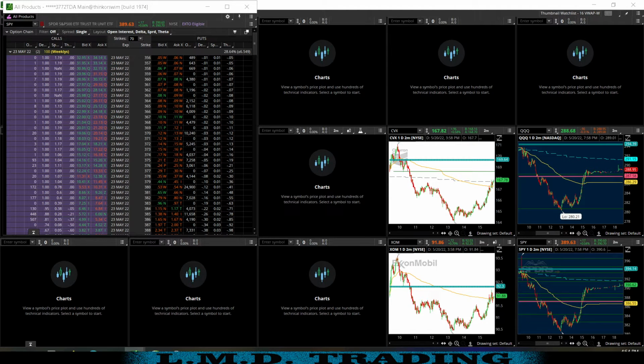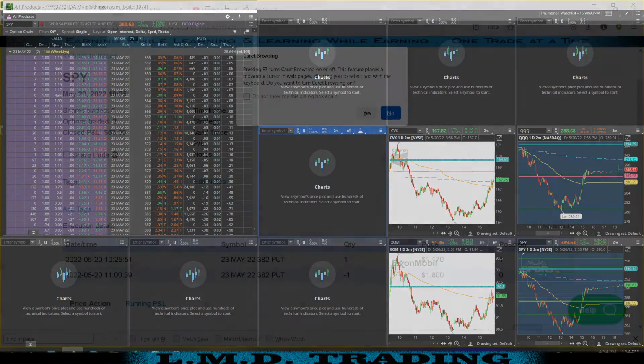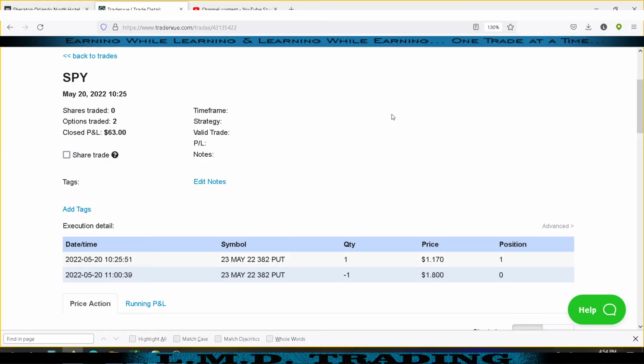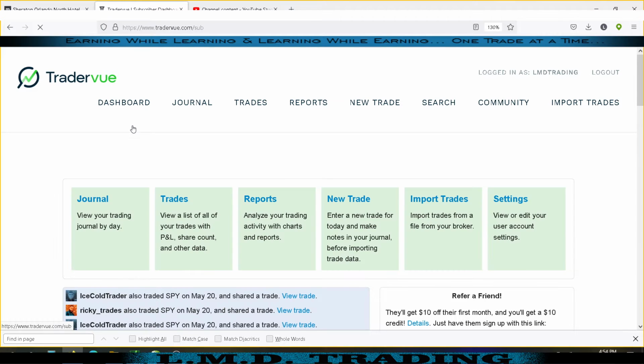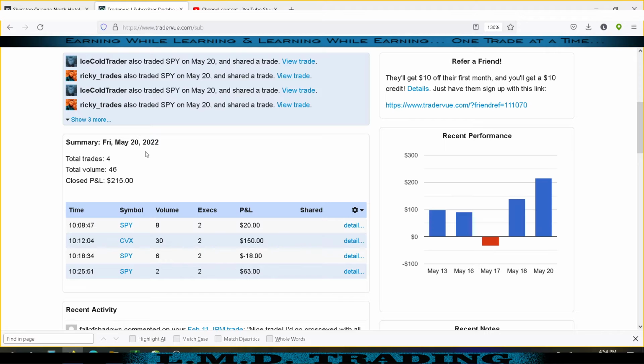Let's go ahead and bring up TRADERVUE. There we go. It's going to be that button right there, which triggers the same thing it does on my main setup. Bam. Let's go to the dashboard. We are reviewing trades from Friday, May 20th. We took 4 trades. Closed P&L on the day: green, $215. We kind of stepped on the gas a little bit today. If you look at the volume, we were trading a little aggressive today.